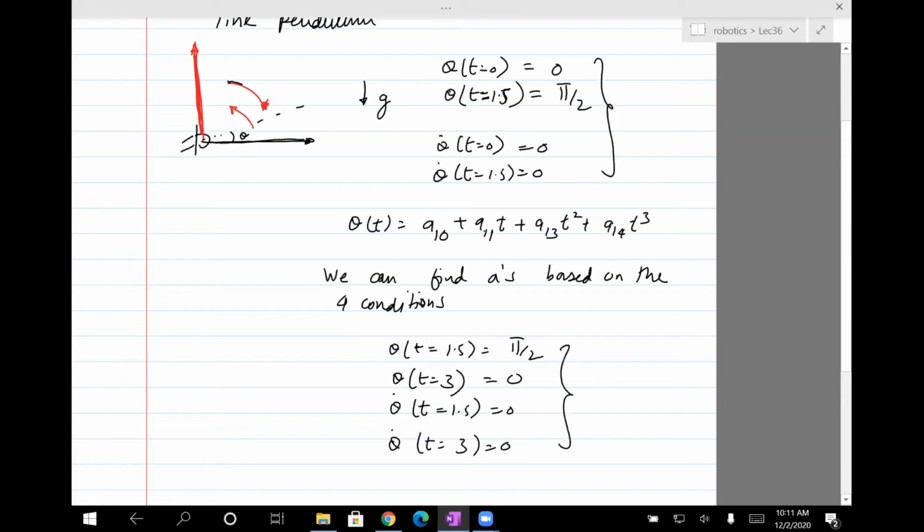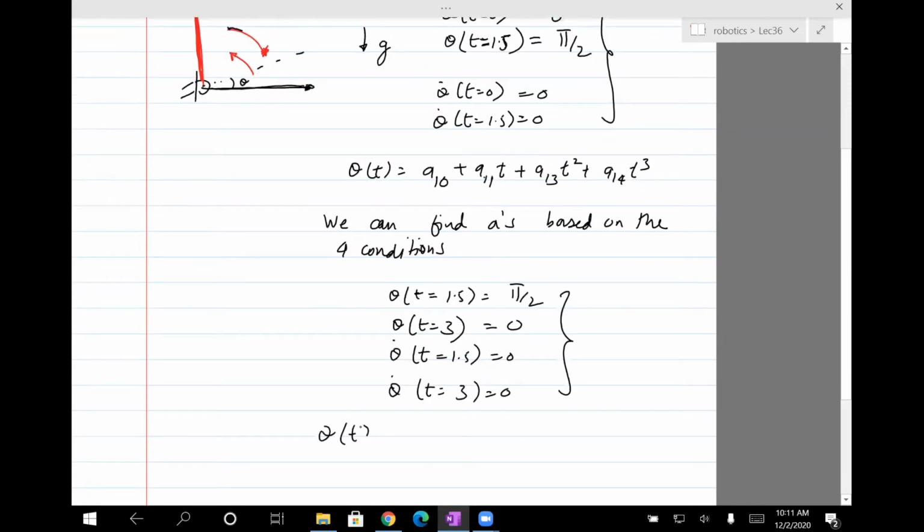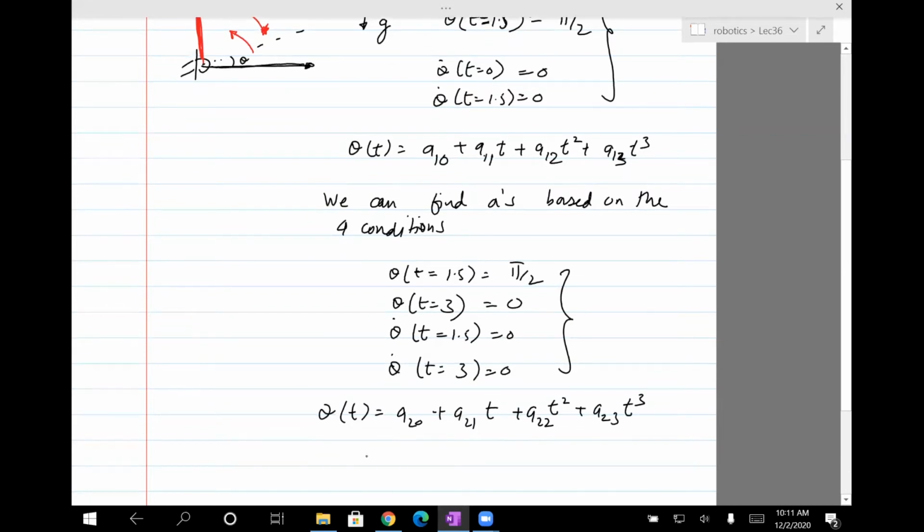So again, these are 4 conditions. You would have a polynomial of this type, a20 plus a21 t plus a22 t square plus a23 t cube. This should be 2 and this should be 3, just to be consistent. So again, you can find the a's based on the 4 conditions.